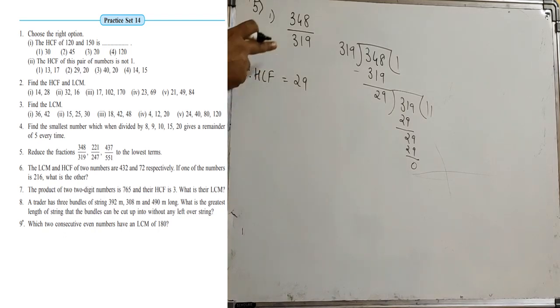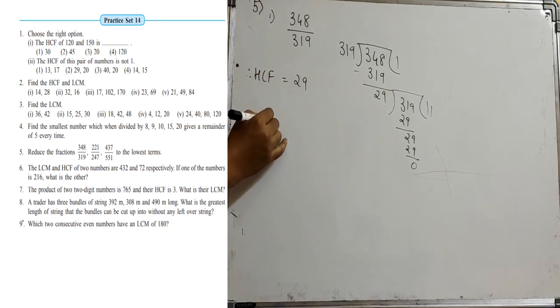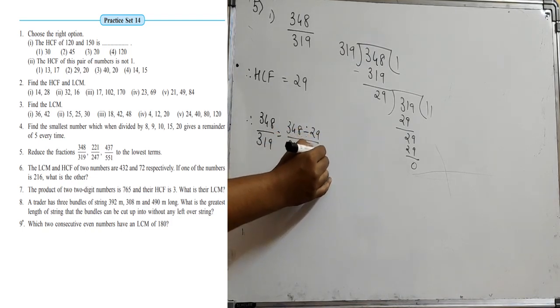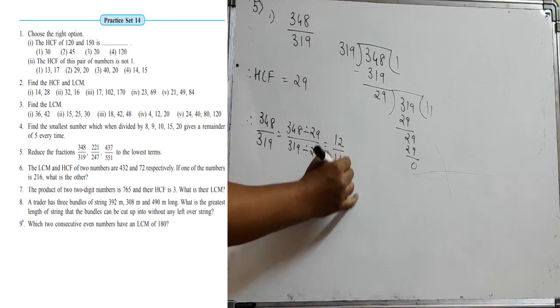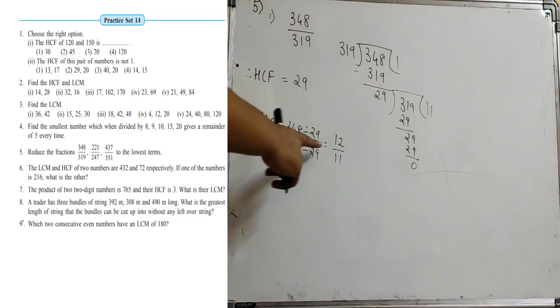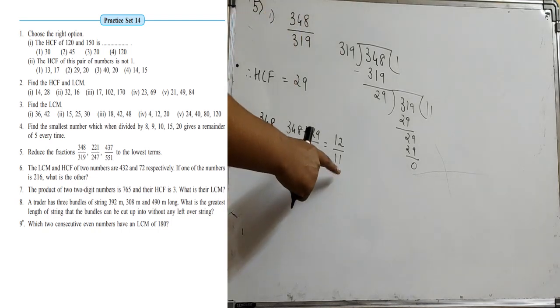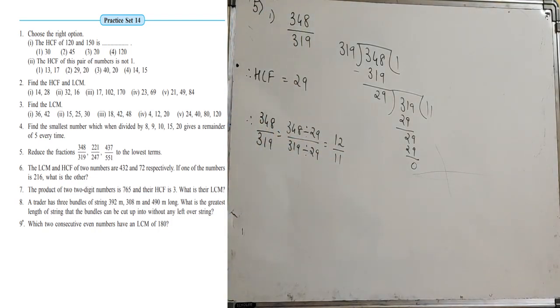So what you're going to do is divide both 348 and 319 by 29. Therefore 348 upon 319 equals 348 divided by 29 upon 319 divided by 29. The answer is 12 upon 11. 348 divided by 29 is 12 and 319 divided by 29 is 11. So the reduced fraction is 12 upon 11.